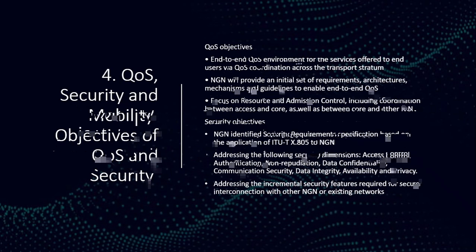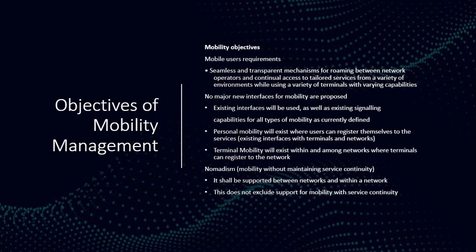Next are the objectives of mobility and management. Mobility objectives include mobile user requirements, seamless and transparent mechanisms for roaming between network operators, and continual access to tailored services from a variety of environments while using a variety of terminals with varying capabilities. There are also no major new interfaces for mobility proposed. Existing interfaces will be used, as well as existing signaling capabilities for all types of mobility currently defined.